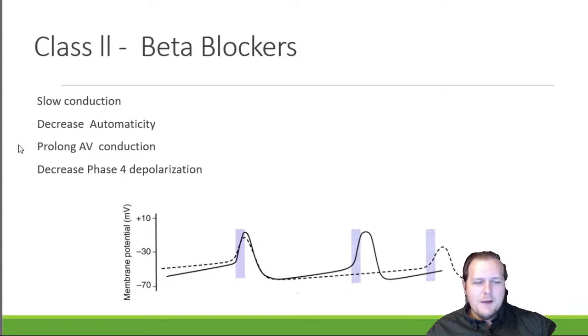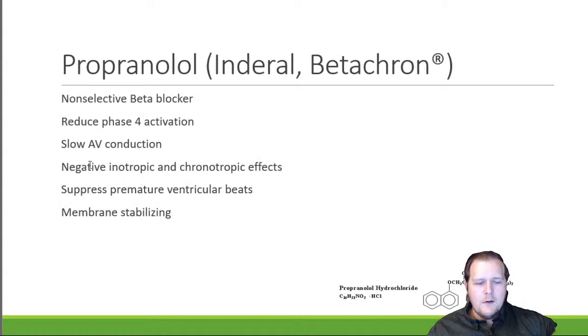So on the EKG, you may not be able to find those P waves very easily because the atria are just sitting there quivering, but your QRS T wave should be golden. They should be fine, assuming you're keeping a good steady heart rate. So the prolonged AV conduction, they decrease phase 4 depolarization, as you can see here, and they're going to decrease automaticity. So heart rate should be slowed down here.